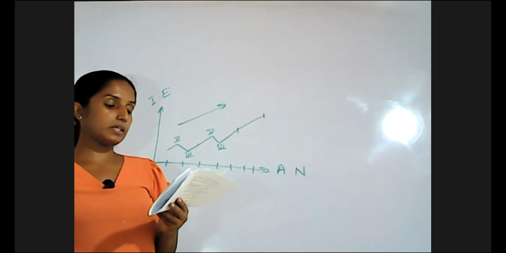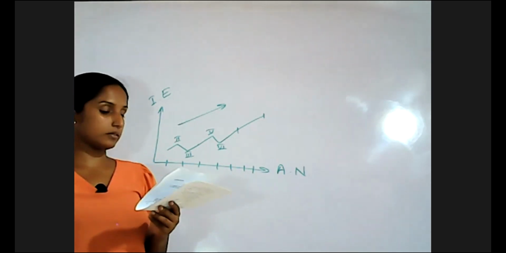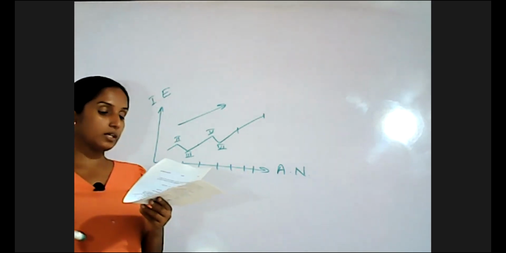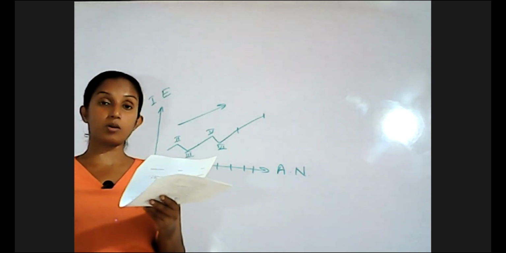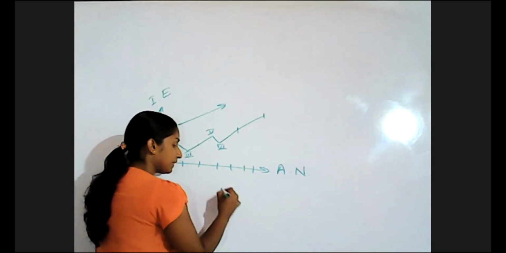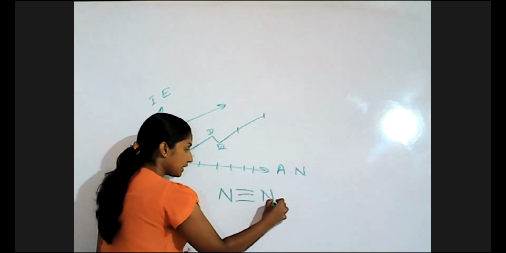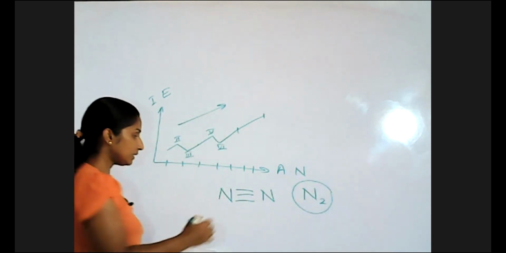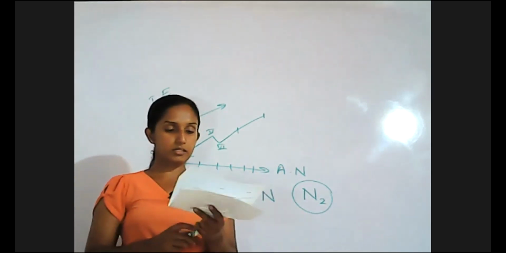Diamond is one allotropic form of which element? Carbon. Next: exists as diatomic molecules with a triple bond between the atoms. Only one we have with a triple bond, existing as diatomic molecules. What is that? The diatomic molecule is nitrogen gas, and this is the triple bond. The element is nitrogen.